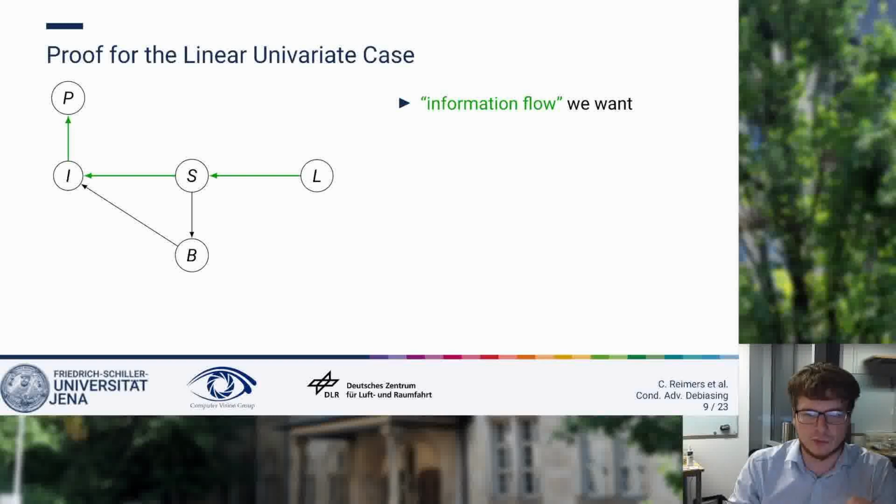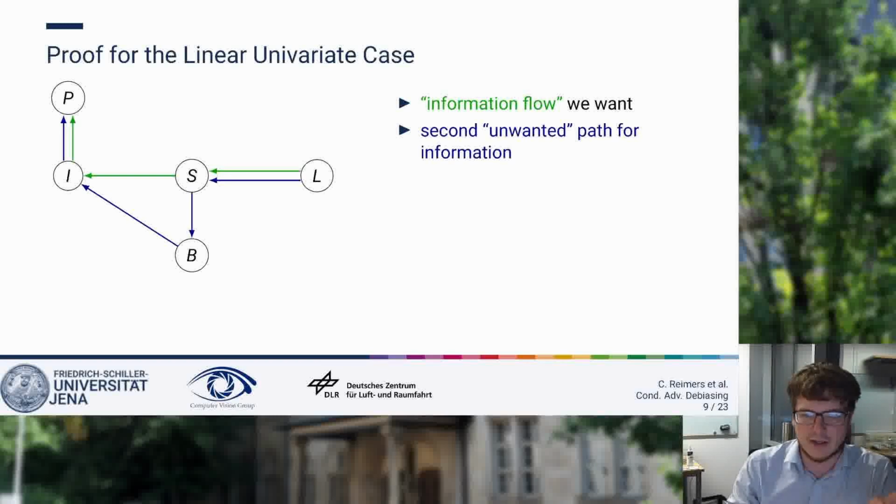However, due to the bias variable, there's a second path for information. The signal still contains information on the label, and the signal influences the bias variable, and now this bias variable is also included in the image, so the classifier can also use this part of the image to reach its prediction. And this is what we don't want. We don't want the classifier to use the part of the image which contains information on the bias variable, and hence we want to discourage this path.